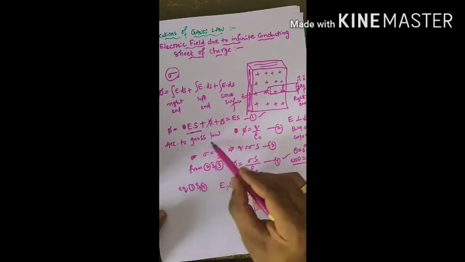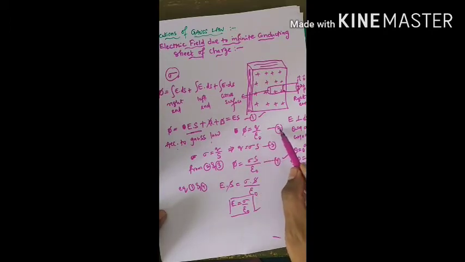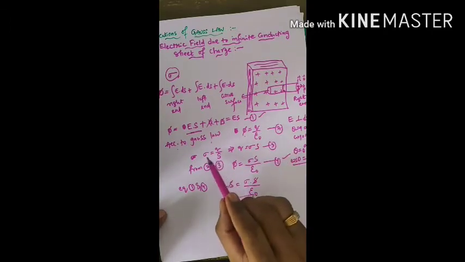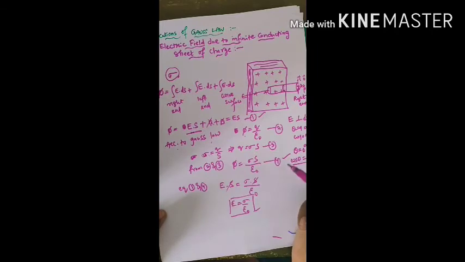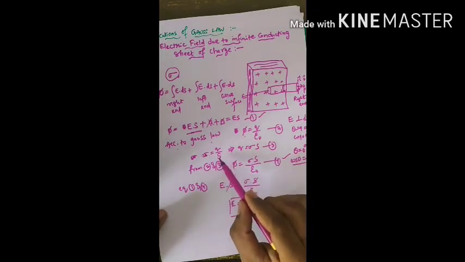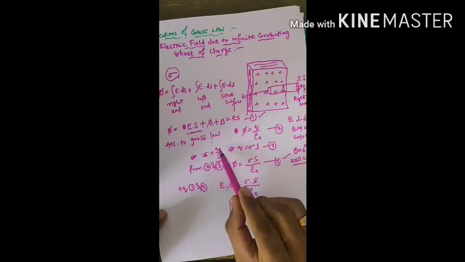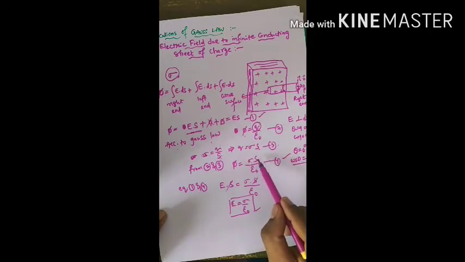Next, according to Gauss law, we know phi is equal to Q by epsilon naught. This is equation 2. Next I am writing sigma. What is sigma? This is the charge density, surface charge density. The charge per unit surface is called the surface charge density, and Q is equal to sigma into S, equation 3. From 2 and 3, instead of Q, I am writing sigma into S. So phi is equal to sigma S by epsilon naught.